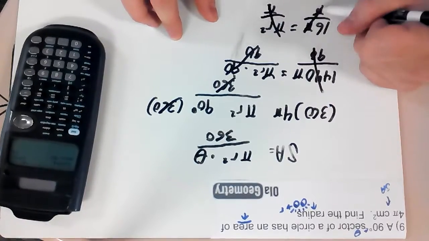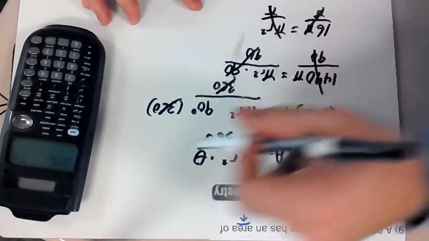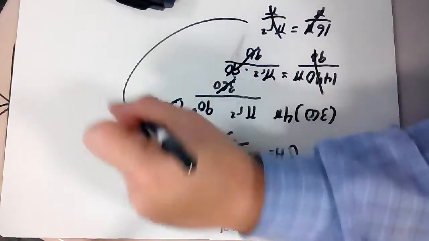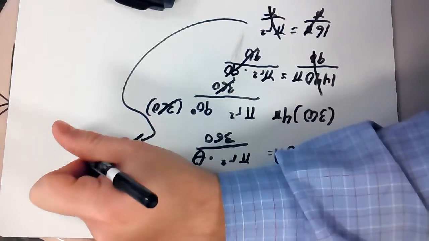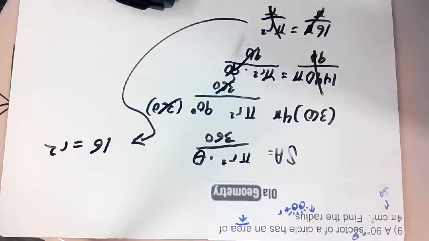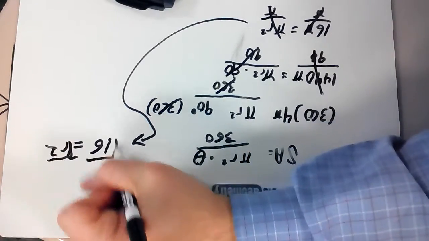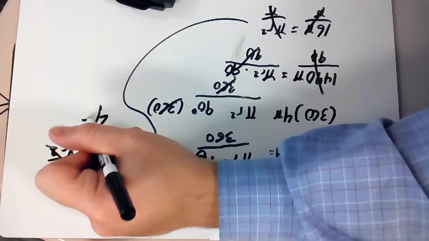Pi divided by pi is 1. So now I have, let's see if you can see this, I'll write it up here. 16 equals r squared. And now how do I get rid of a square? I square root it. That gets rid of that square. So now my radius is 4.